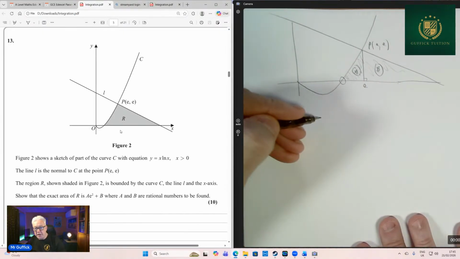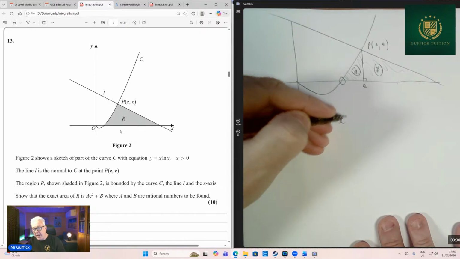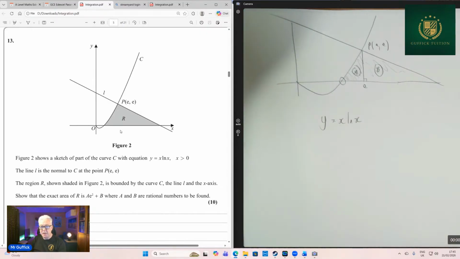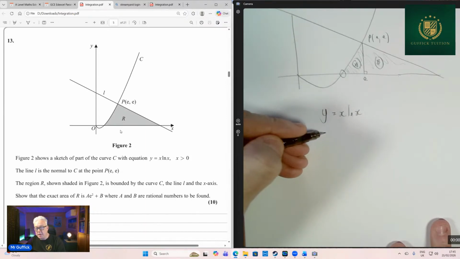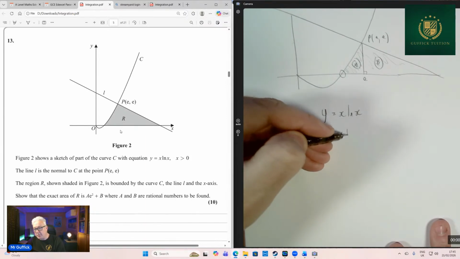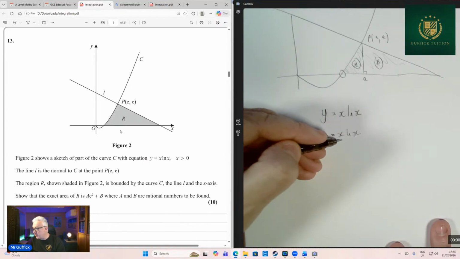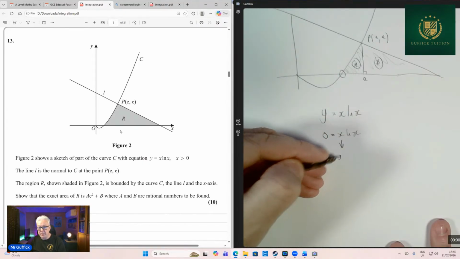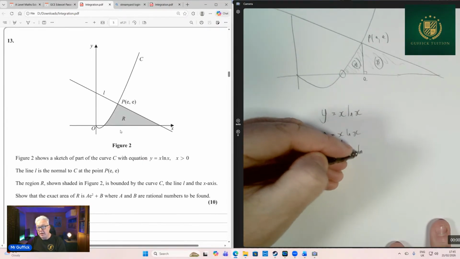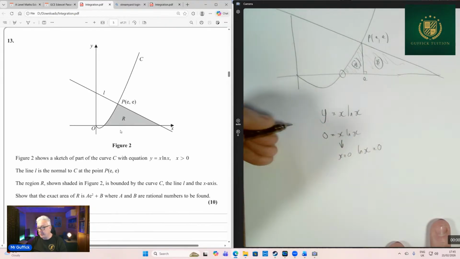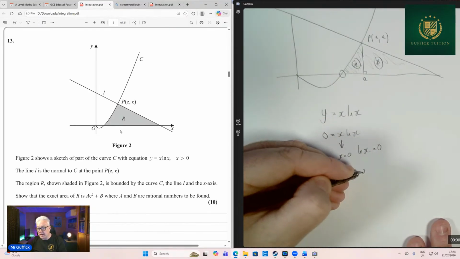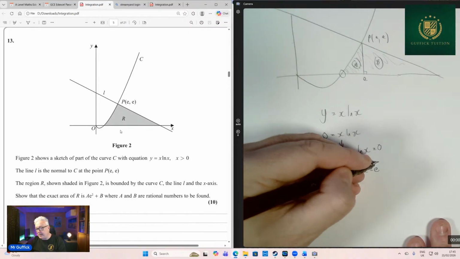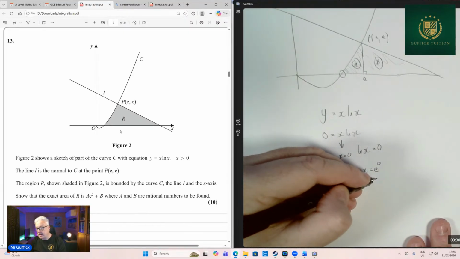So the equation is y is equal to x ln x. Okay. So we're going to start off by saying this curve is going to cut the x-axis when y is 0. So we're going to say 0 is equal to x ln x, which gives us two solutions. One of them is going to be x equals 0, and the other is ln x equals 0. Okay, so now when we reverse our logs, this is going to go to x is equal to e to the 0, so therefore x is equal to 1.